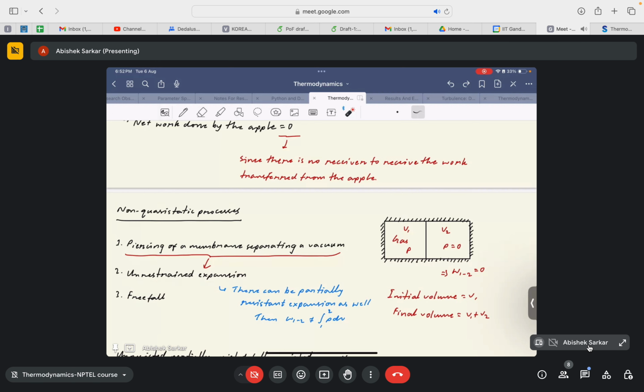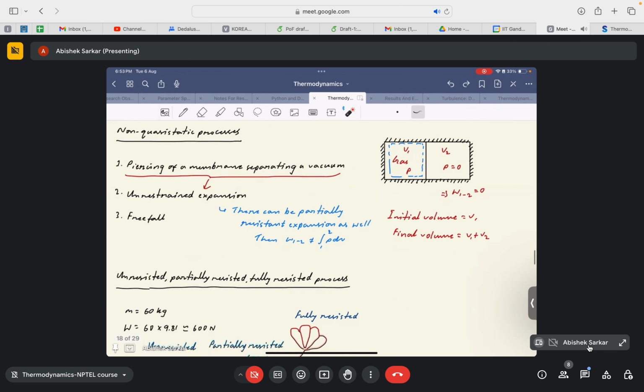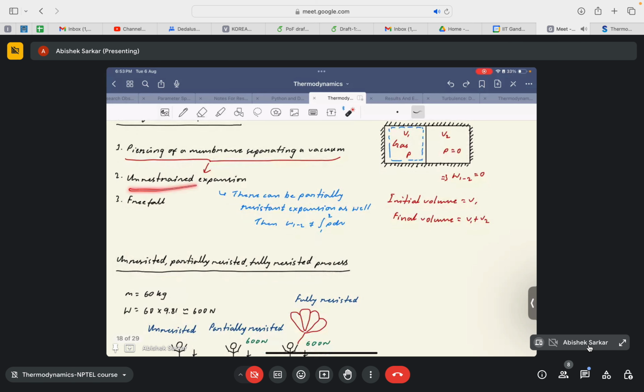So in this case also, if we consider this as our initial system, the work done for the gas to expand from volume V1 to a final volume of V1 plus V2 would be equal to 0, because it's not receiving any kind of resistance for its expansion. That's why the work done is 0. Similarly, the case of unrestricted expansion is just a special case of this. Simply like that.